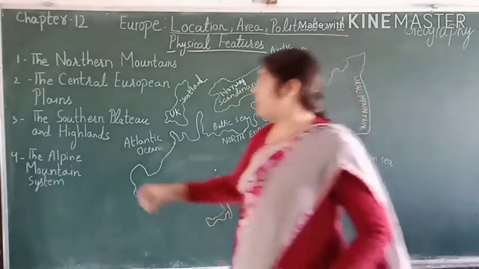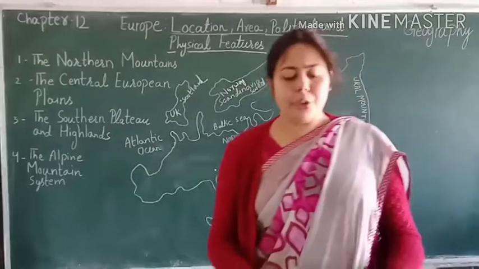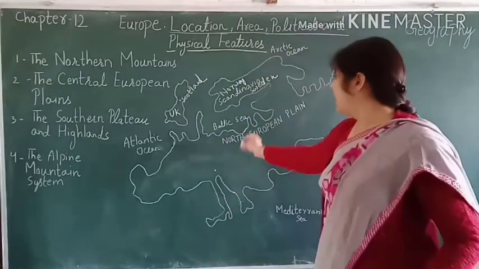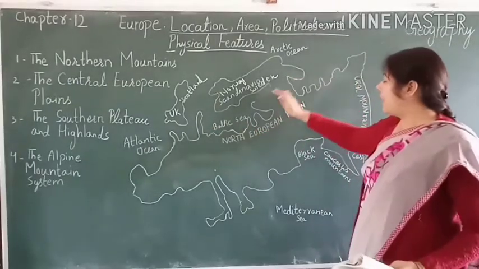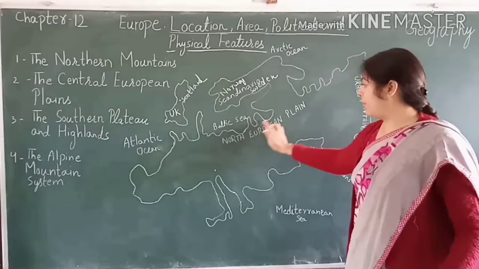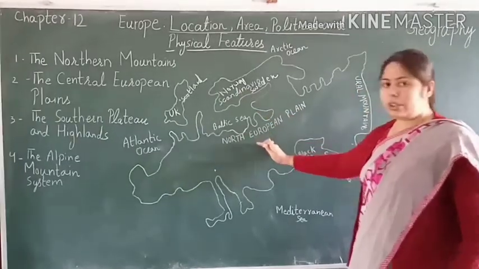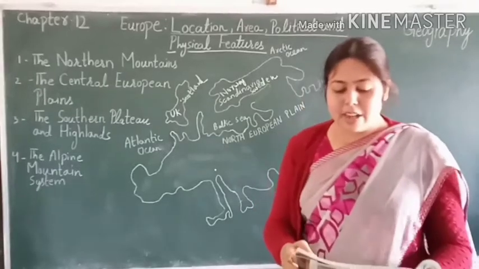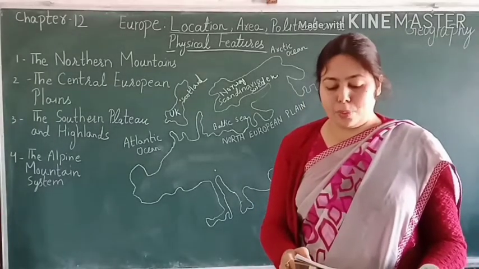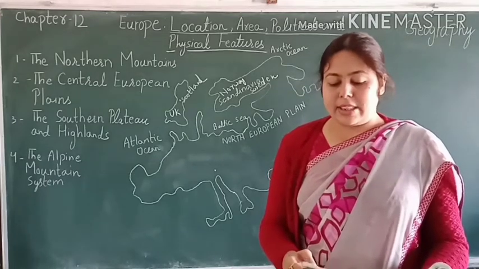The second physical feature is the Central European Plains, just south of the northern mountains. This is the northern mountains and just south of them is this area. Just south of the northern mountains lies a vast triangular plain that extends across central Europe from the Atlantic coast in the west up to the Ural mountains in the east.